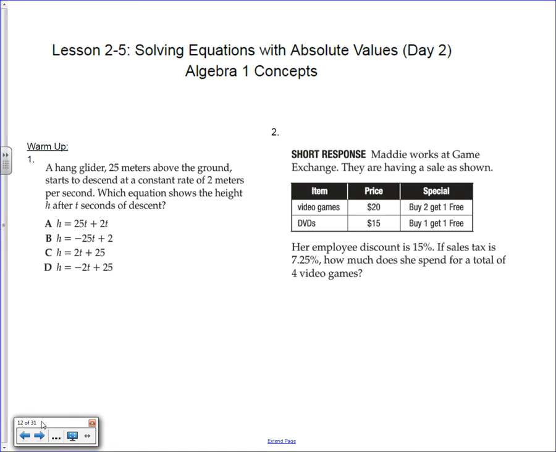We are going to go ahead and view your recording here. This is lesson 2-5. We're still doing some more practice on absolute value equations, but before we do that, we are going to go ahead and complete this warm-up.